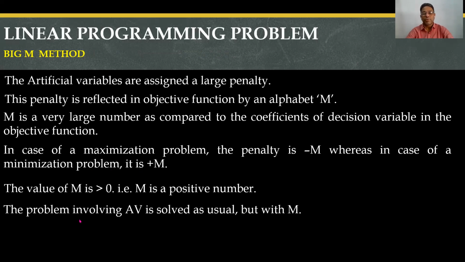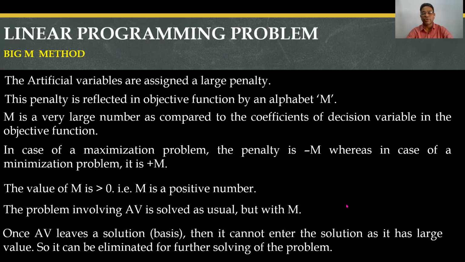The problem involving artificial variables is solved as usual, but we'll get the variable M while we are solving the problem. Now, once this artificial variable leaves the solution or leaves the basis, it cannot enter the solution again, and it has been eliminated. As it has a large value, it will not again enter the solution. Once we eliminate the artificial variable, we can solve it as a regular simplex sum.